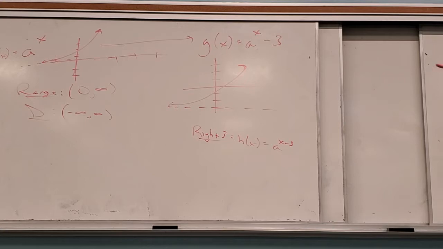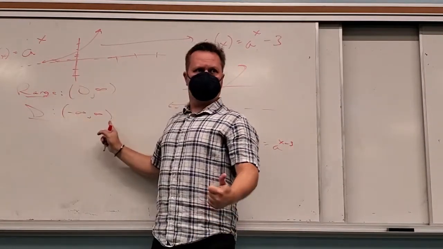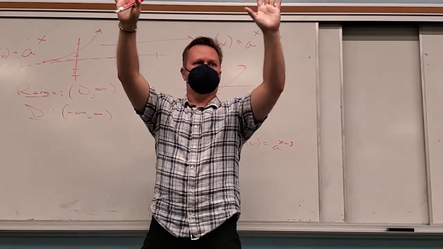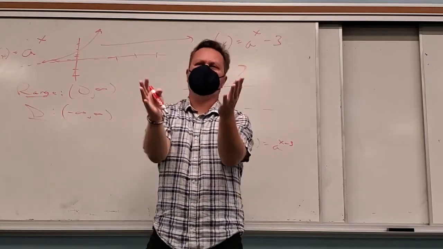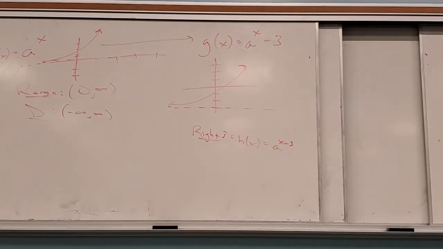Now, what's the domain for any exponential function? What's the domain? All real numbers. Right? I could put any number I want to in the exponent. There's no number that I'm not allowed to use in the exponent. So the domain's all real numbers. I've moved it around. Does that change the domain? It's still all real numbers. Just because I move it doesn't change it. It's all real numbers.